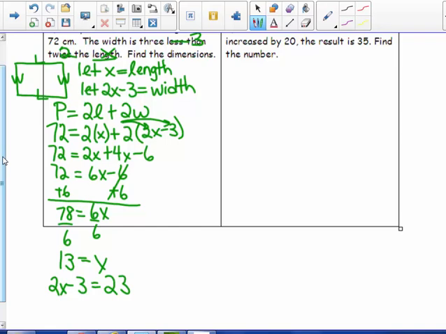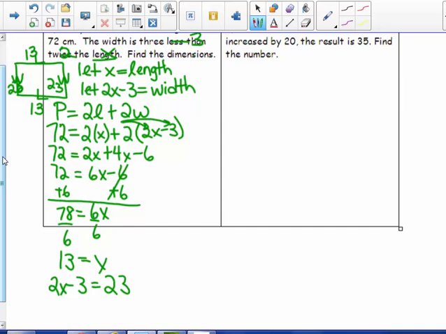So my length, strangely, is the 13. And my width is the 23. If I add those all up, 23 and 23, 46 and 26, 46 and 26, that is 72. Correct answer. Now I'm going to Sable it.